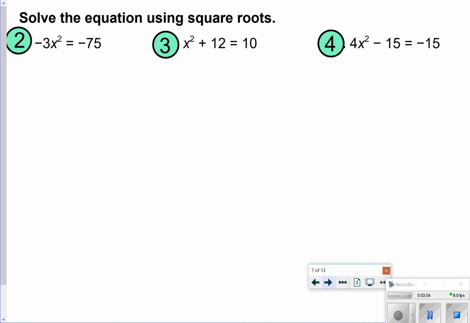So here are 3 that you're going to try. Again, go ahead and solve like you solved before, where you're solving the equation using square roots. Let's go ahead and pause here so you can try it by yourself, and then once you're done, click play.